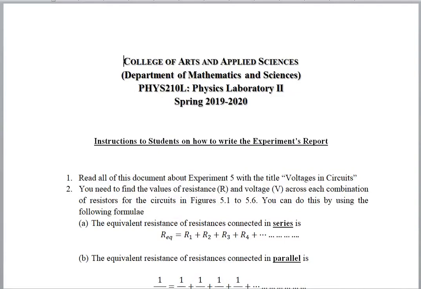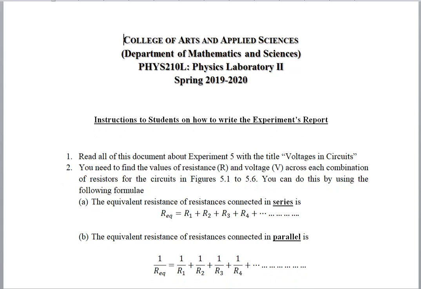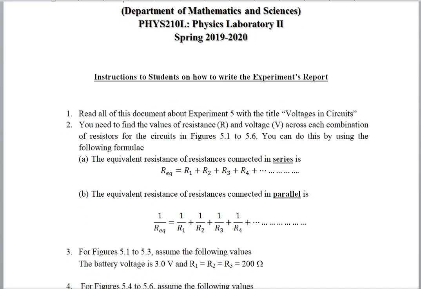Today we will start with experiment number 5, but before we do that, let me give you some instructions on how to write the experiment's report. Number 1, you have to read this document about experiment 5 in detail. The title of this experiment is Voltages in Circuits. Number 2, you need to find the values of resistance R and the voltage V across each combination of resistors for the circuits in figures 5.1 up to figure 5.6.